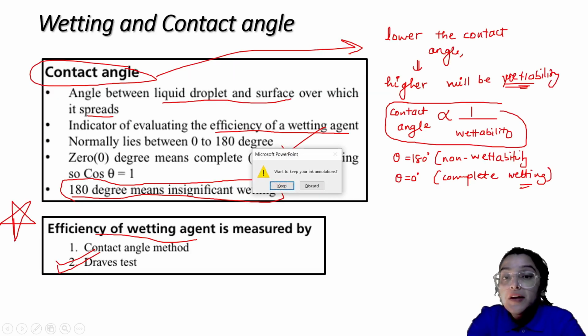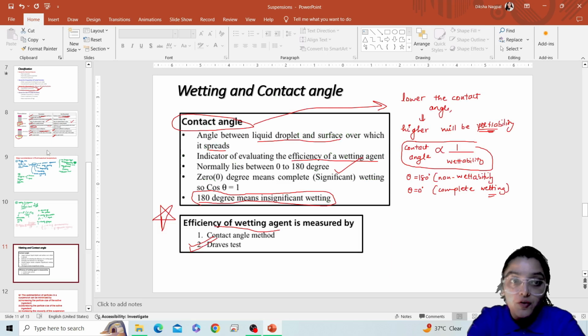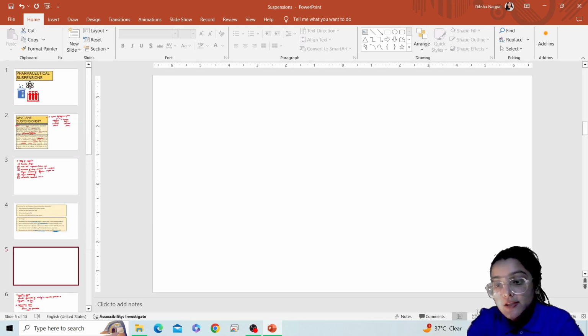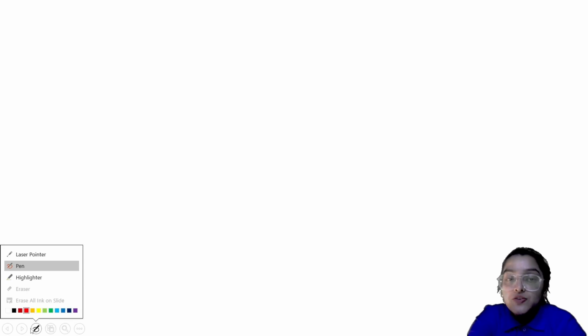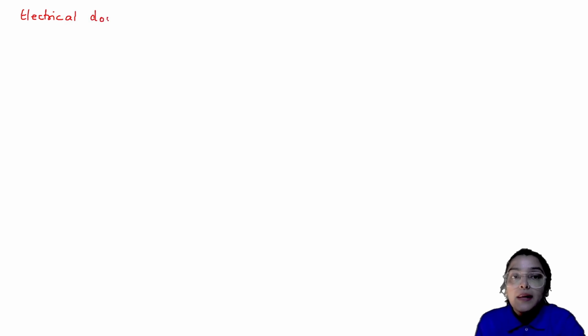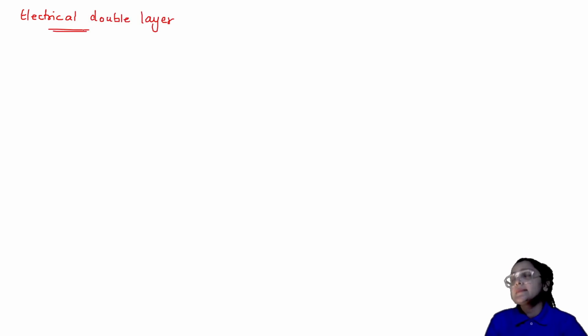Now, one more important topic for today's session is your electrical double layer phenomena. In the colloid section video, I have talked about this in the DLVO theory. I had mentioned that I'll be explaining the electrical double layer in the next class. So here it is, your electrical double layer phenomena. It is highly simple. You should just understand the basics.